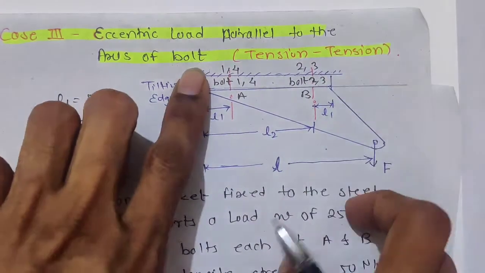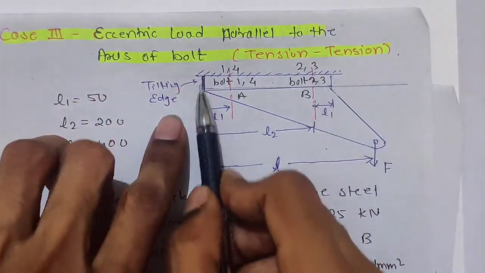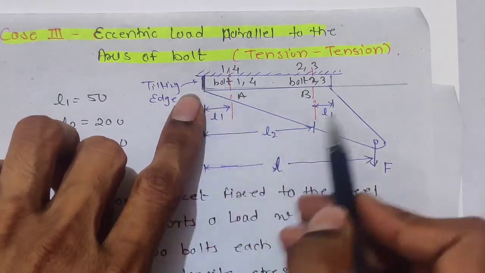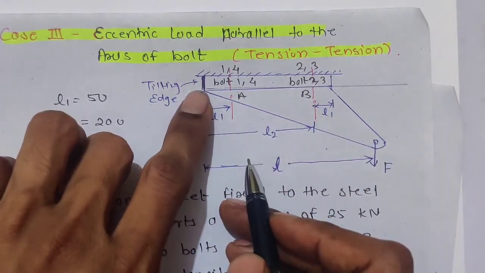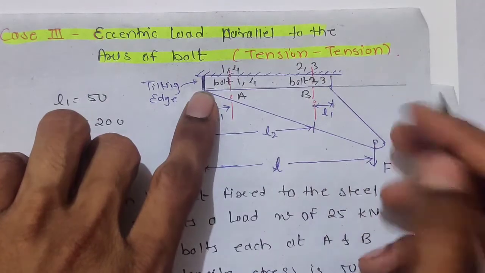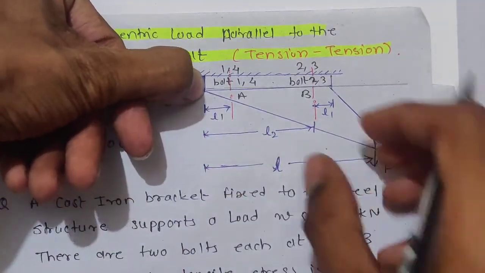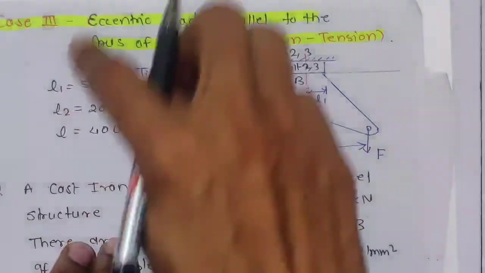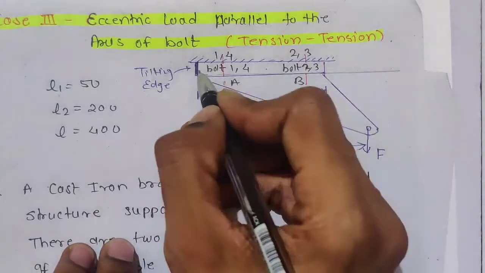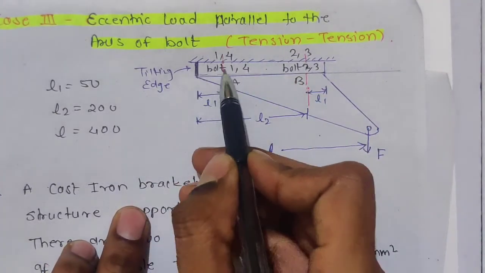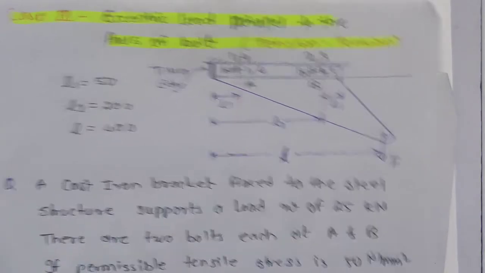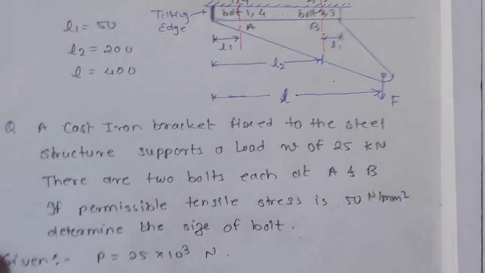See, if it is moving like this, it will break from here, and the whole body will rotate about this tilting edge. So this edge will be the tilting edge. Here it won't move, here it will break and come out. Now this is bolt 1, so L1, this is bolt 2, so L3. Let's move to the question. L1, L2, L3 values are given.